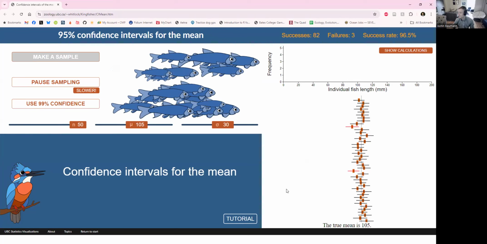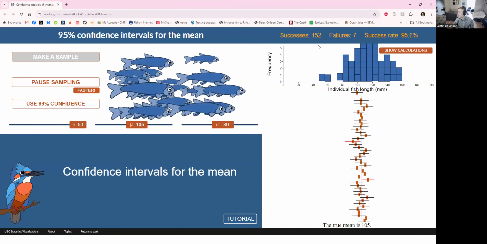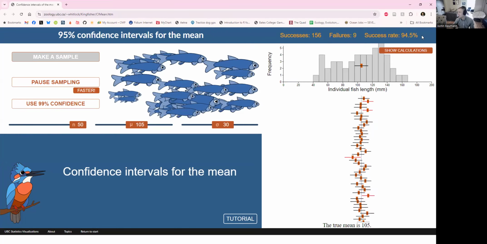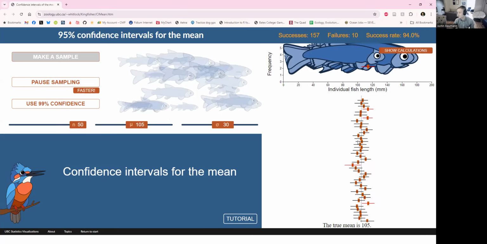We're taking a bunch of samples. So far, does it line up with the true mean? Let me see if I can pause this. We've had 152 samples and only 8 have failed. We're basically floating right around 95% in our ability to get this right.